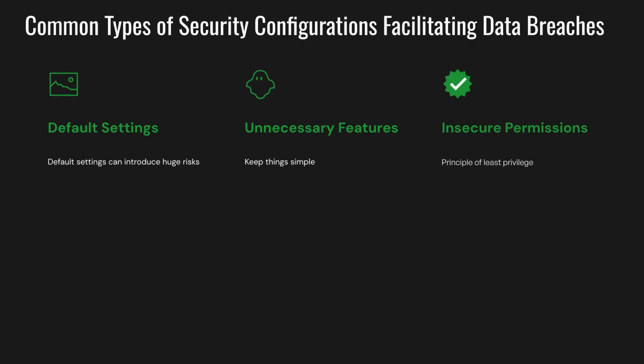Insecure permissions. Giving users more access than they actually need can be a recipe for disaster. Implementing the principle of least privilege ensures users only have access to what they need. Regular audits of user permissions and strong encryption for sensitive data can boost security immensely.